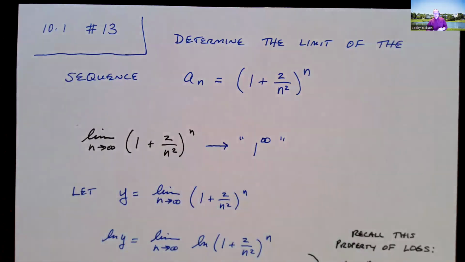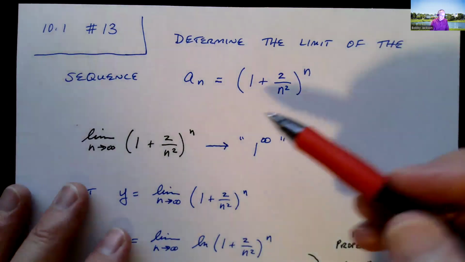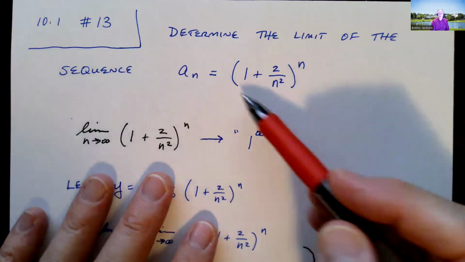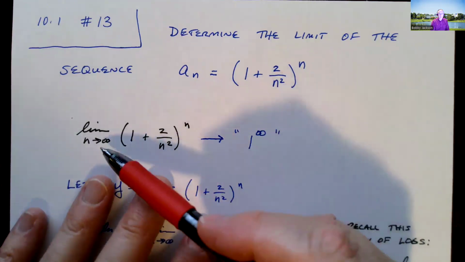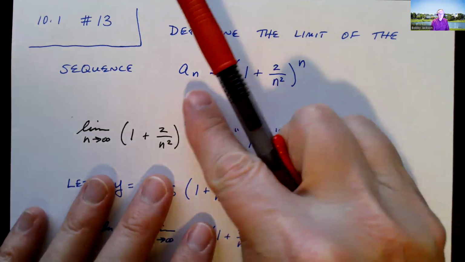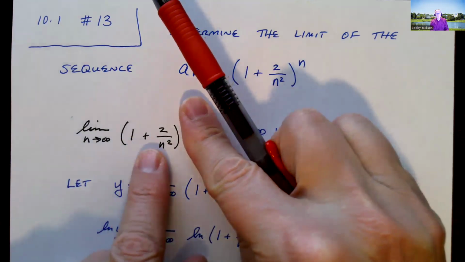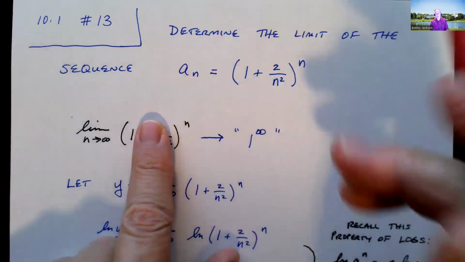Hey everyone, let's take a look at this fun number 13 here in section 10.1. Determine the limit of this sequence. So here's the general term, and it's quite interesting as n goes to infinity. Notice the base, right? 2 over n squared is going to 0, so the base is going to 1, but the exponent is clearly going to infinity.